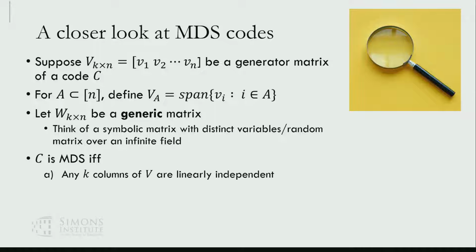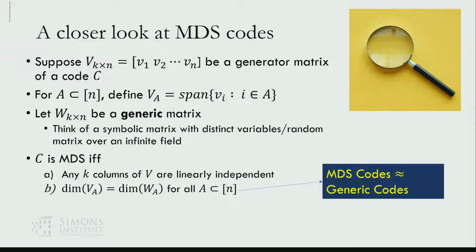So another way to write the MDS property is that any k columns of V are linearly independent. This is the generator matrix. Another way to write it is that the dimension of V sub A matches that of a generic code. If I pick W to be generic, then the dimension of W sub A should be the maximum possible, right? There are no non-trivial dependencies, so it should match that of a generic code, and it does. That's what an MDS code will do. So in that sense, MDS codes are behaving like generic codes or random codes.